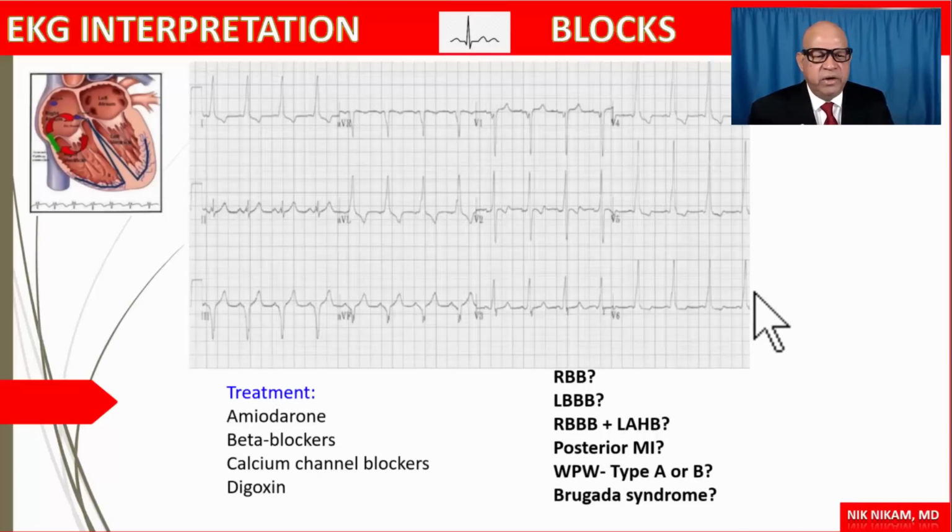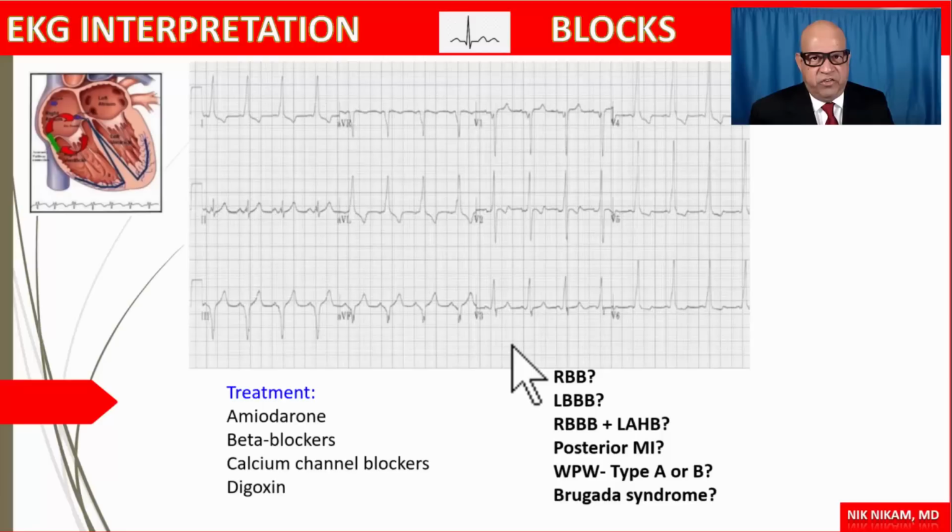And here's a tracing from a patient with WPW. Now the QRS complexes are negative in V1 and they are also negative in lead 3 and aVF. So this is an example of type B WPW.